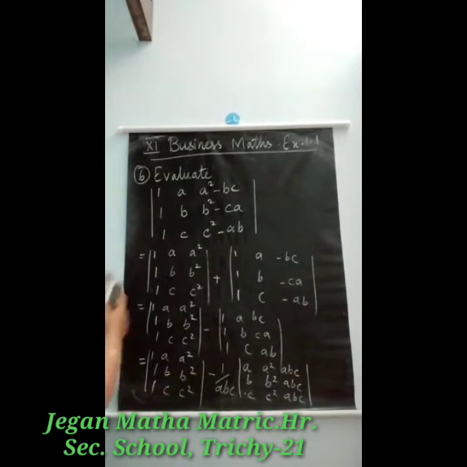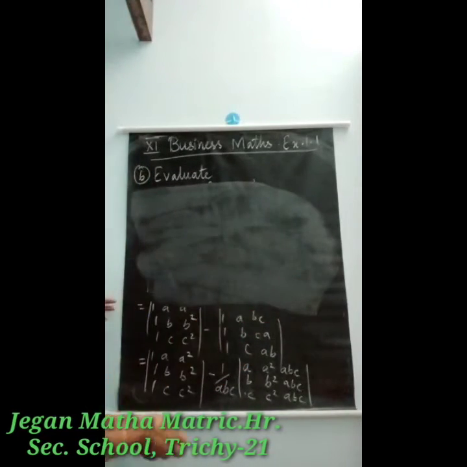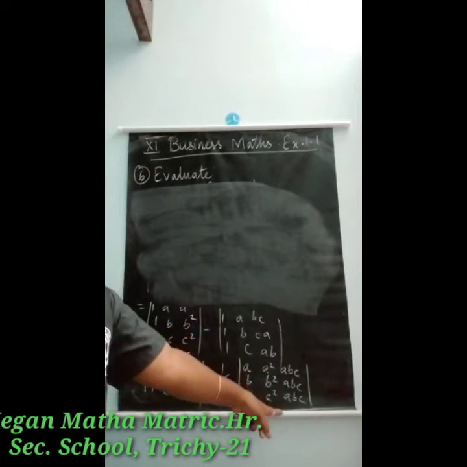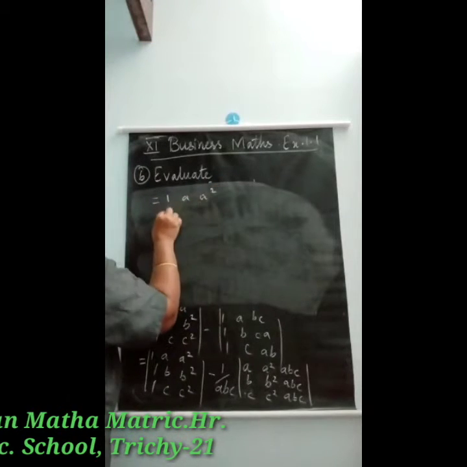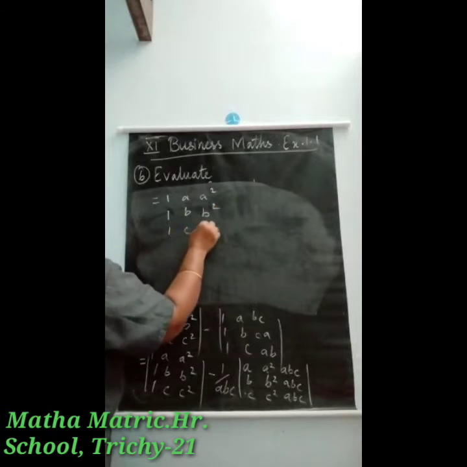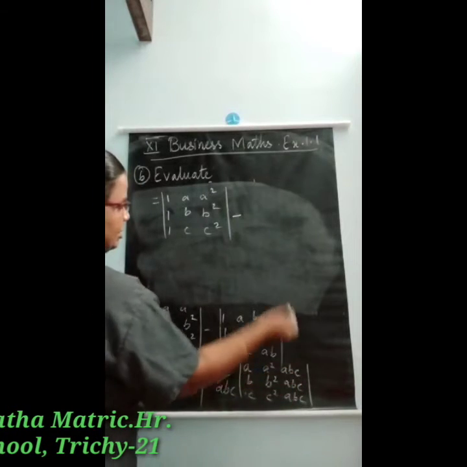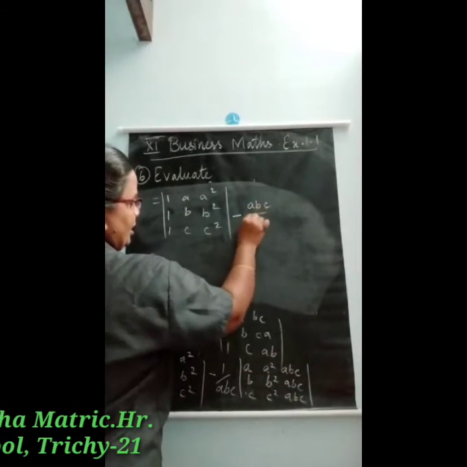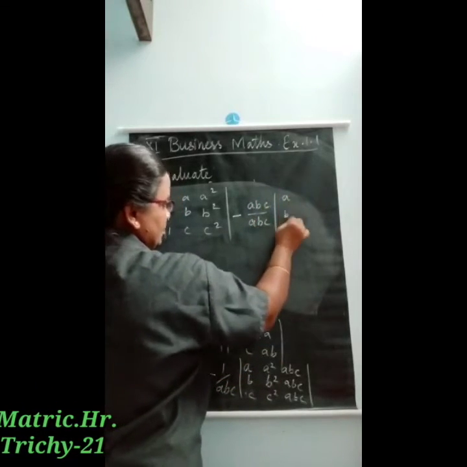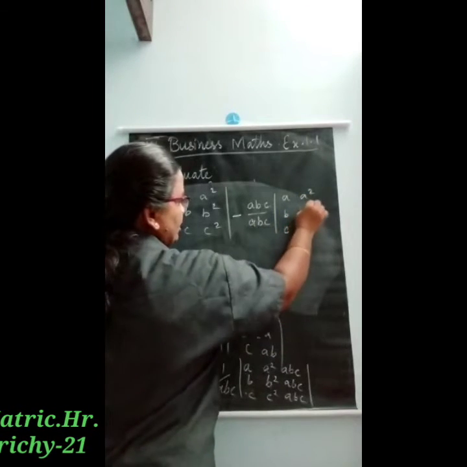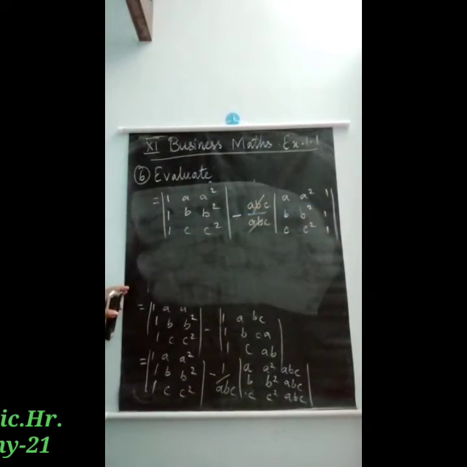So next one, we will take out abc from the third column. So that is equal to the first determinant minus, you have to take out abc of the third column. So abc by abc, the remaining is a, b, c; a², b², c²; 1, 1, 1. So abc and abc cancel.